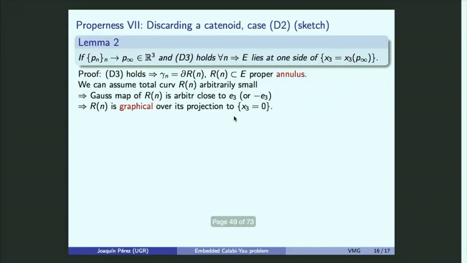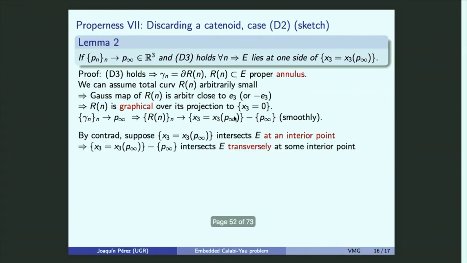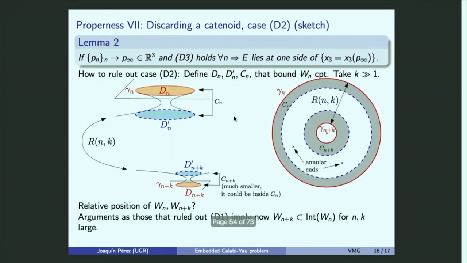and now I'm going to show you how to use the lemma. So forget everything here. All right. Now we are coming back to our D2 situation. Remember, D2 means gamma n is topologically concentric with gamma n plus k, etc.